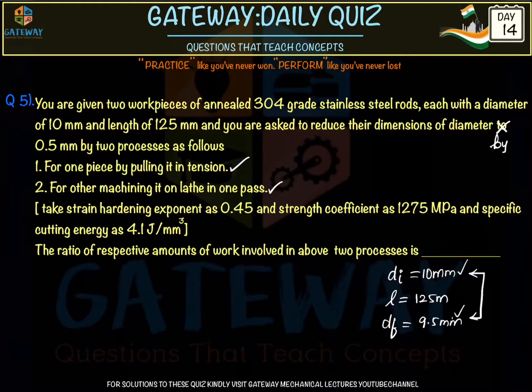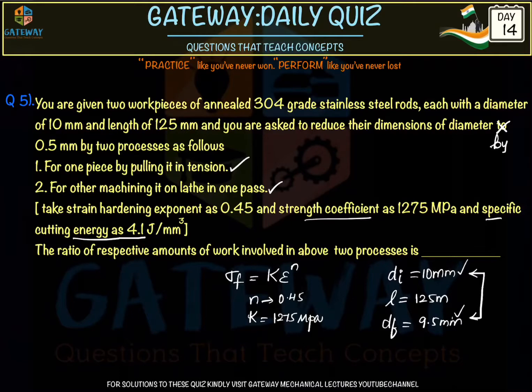When we are doing a forming operation, generally we will not take the engineering stress; we will consider the flow stress conditions. For flow stress we need values. Generally the flow stress varies like K times epsilon to the power n. Here n is the strain hardening index, given in the question as 0.45, and the strength coefficient K is given as 1275 megapascals. And when we are doing a machining operation, we need the specific cutting energy, the cutting energy per material removed, which is given in the question as 4.1 joules per meter. We will be using that there.